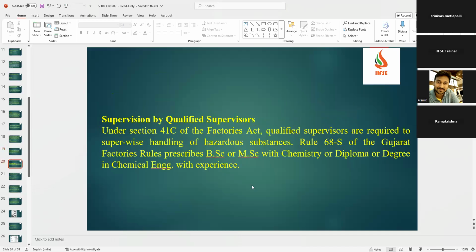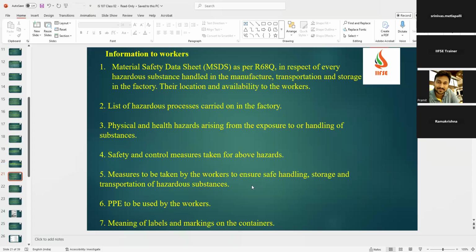Then supervision by qualified supervisors. Under Section 41C of the Factories Act, a qualified supervisor is required to supervise handling of hazardous substances, and also Rule number 68 of the Gujarat and AP Factories Rules. BSc or MSc in chemistry, or a diploma or degree in chemical engineering, with experience. So we should have a qualified person. Apart from qualification, I also prefer experience, because a qualified person sometimes will not have experience, having only the degree.